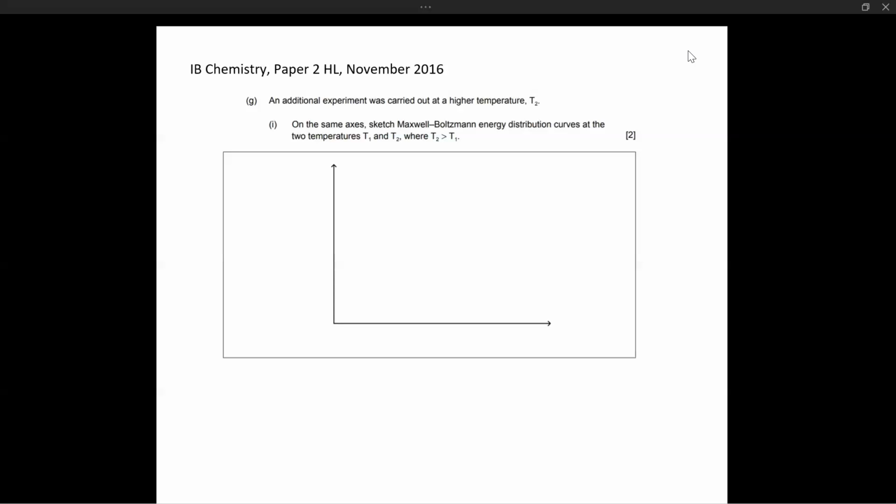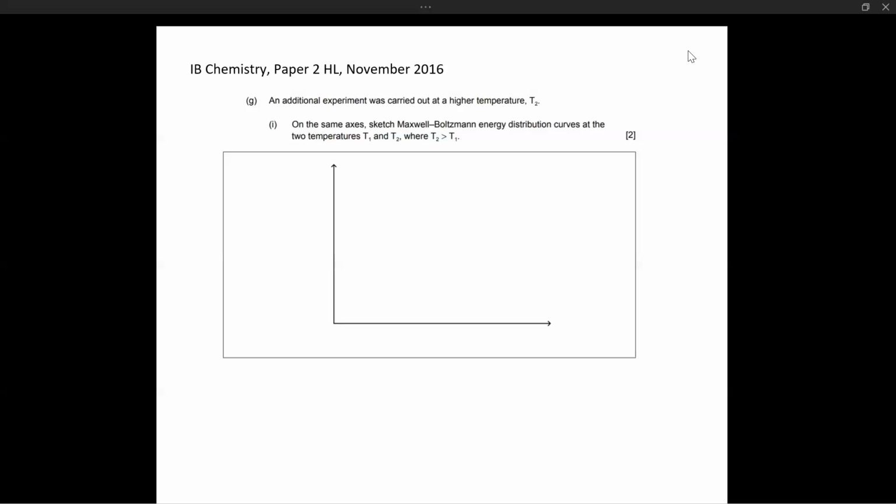But before we get into it, what exactly does a Maxwell-Boltzmann energy distribution curve tell us? I'm sorry, I'm having some trouble pronouncing this today. So what exactly does it tell us? It basically tells us the fraction of particles which have a particular kinetic energy. That's literally what it tells us.